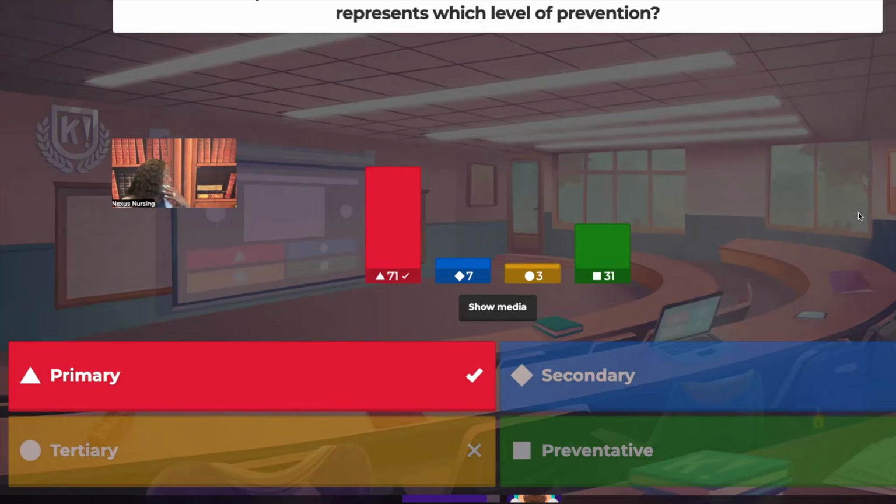Make sure you guys, yes. Emily said secondary, that S in secondary stands for screening. Yes, absolutely. Perfect. Okay. Make sure you guys know the difference between first, second, and third.